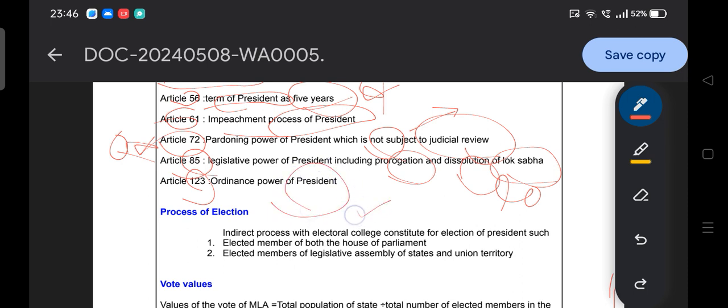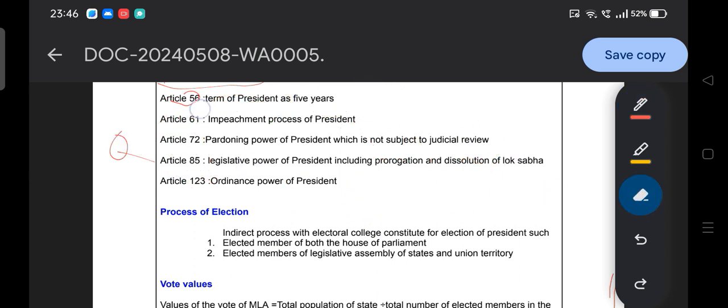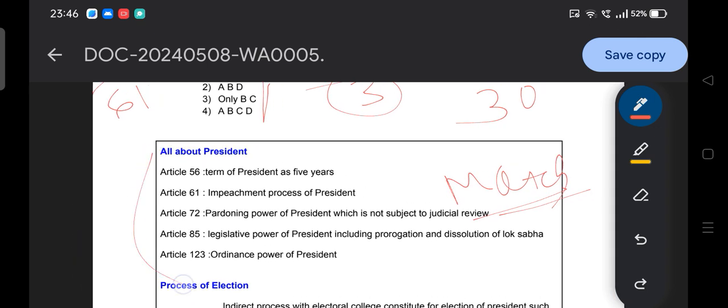So they can simply ask you a match-the-following question, with respect to the articles of the President and the different provisions. Article of the President, different provision, so do remember that. This is all about the articles regarding the President. We have quickly gone through that.